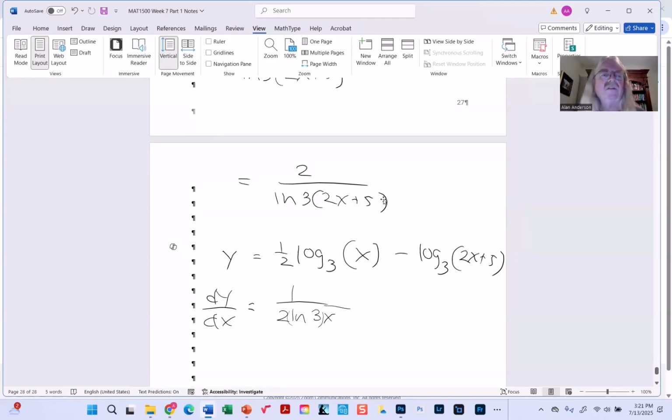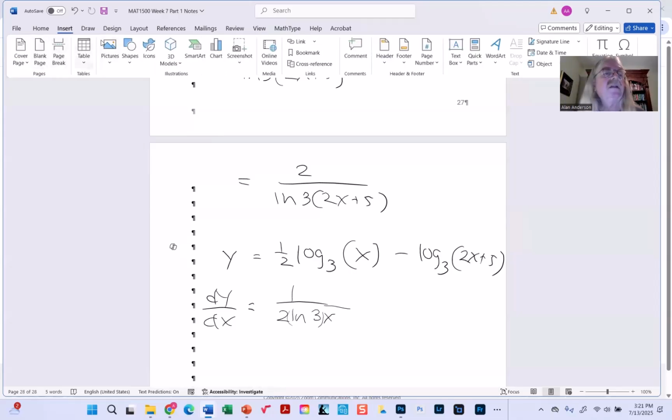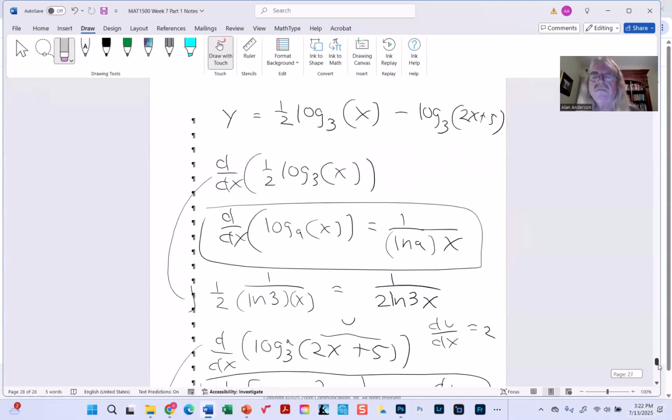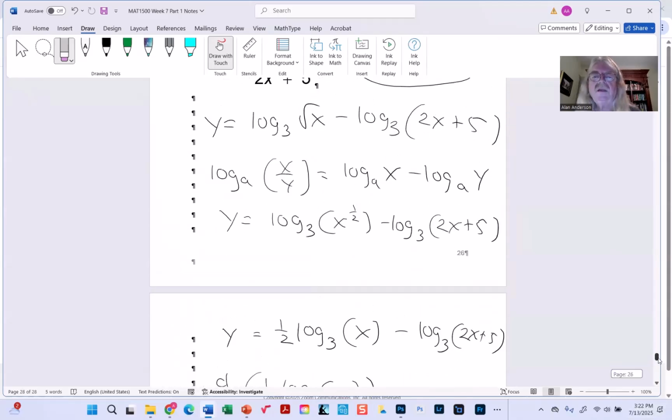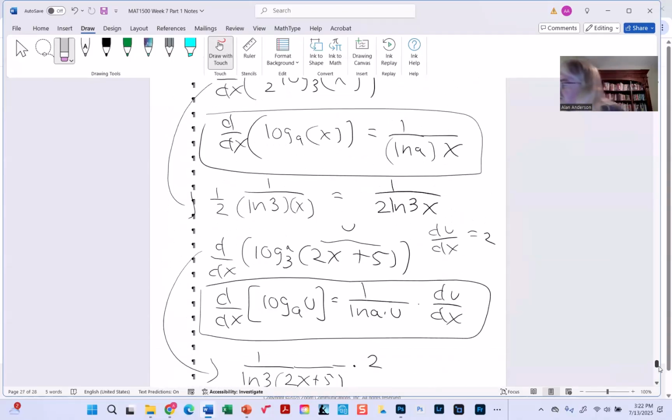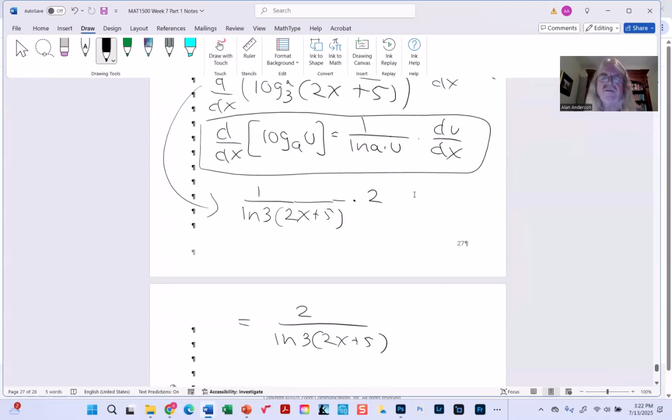Actually, we should probably rewrite this a little cleaner. We want to make it very clear that this is not the log of 3x, it's the log of 3 times x. So let's write it in a slightly different way. There it is. Even here, it's probably better to write it like this: 1 over 2 times log 3 times x. That's better.